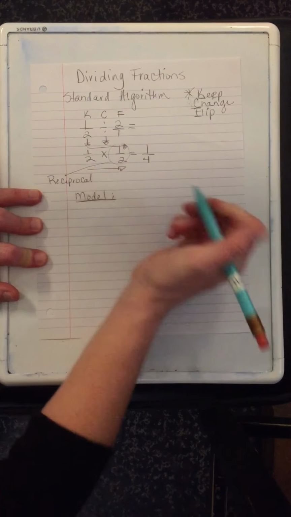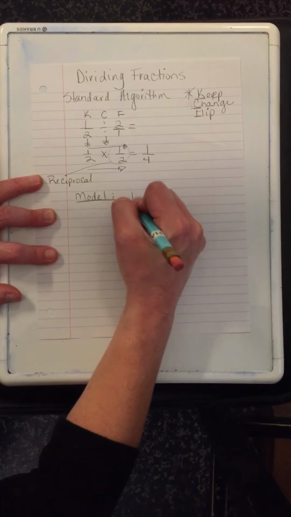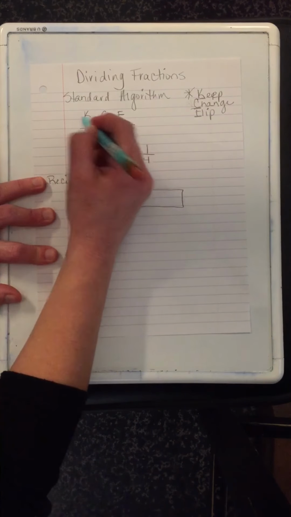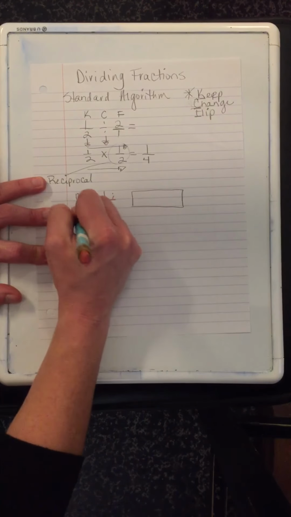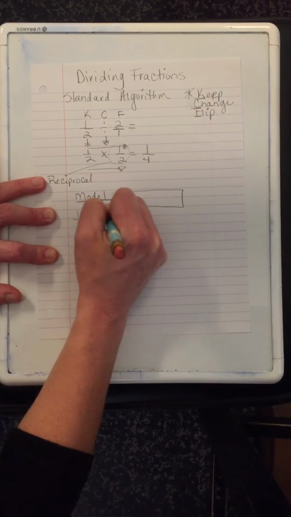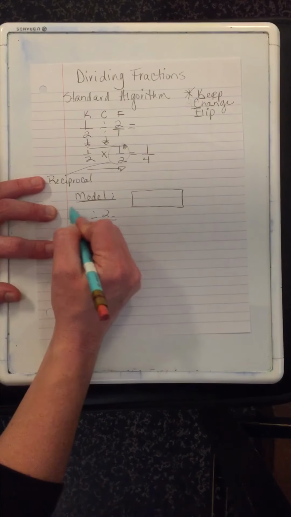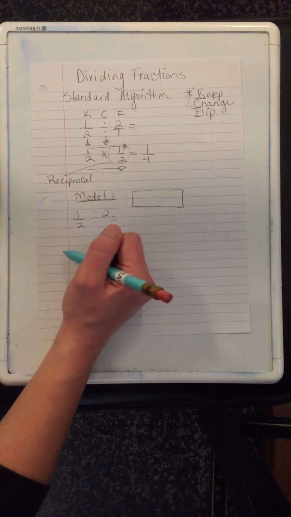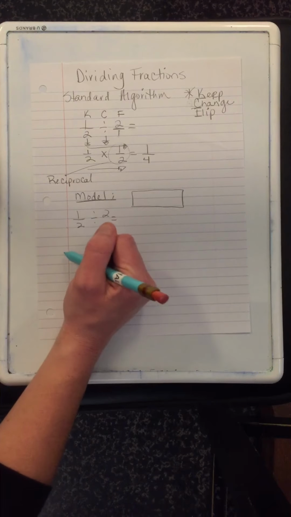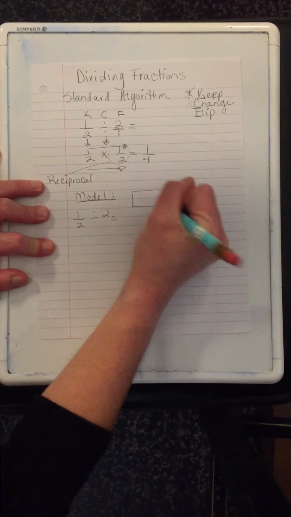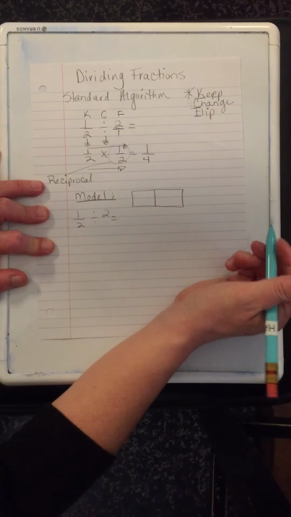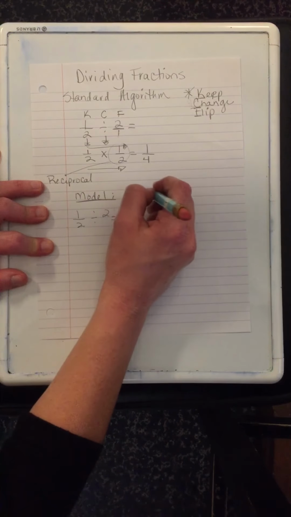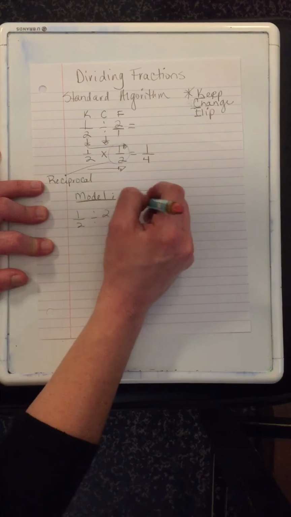Okay, so in a model, we're going to start with our whole, and our whole is cut into this number of pieces. So we're still working on 1/2 divided by 2. So we're going to start with this number. If they ask you to write a number sentence for a model, you always have to look at what you started with. So here we're starting with 1/2. So we have to represent 1/2 in this fraction. So here we have 1/2.